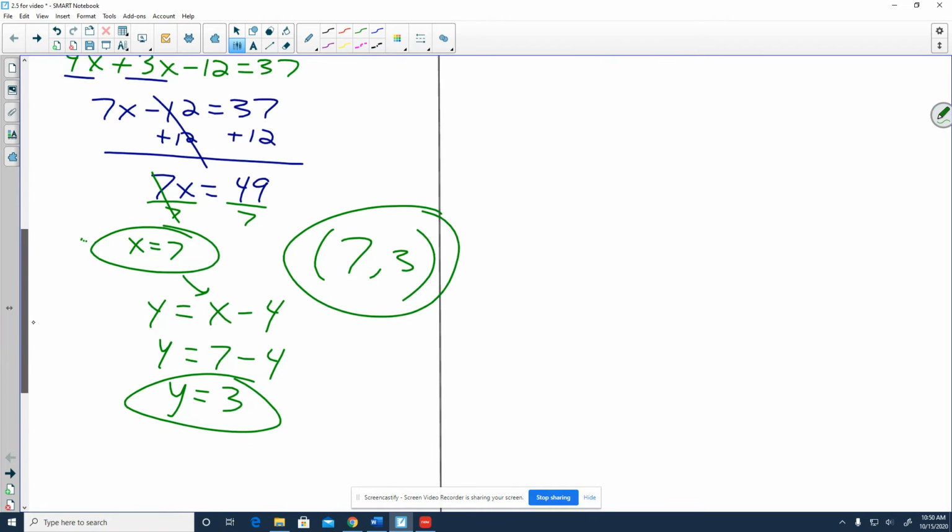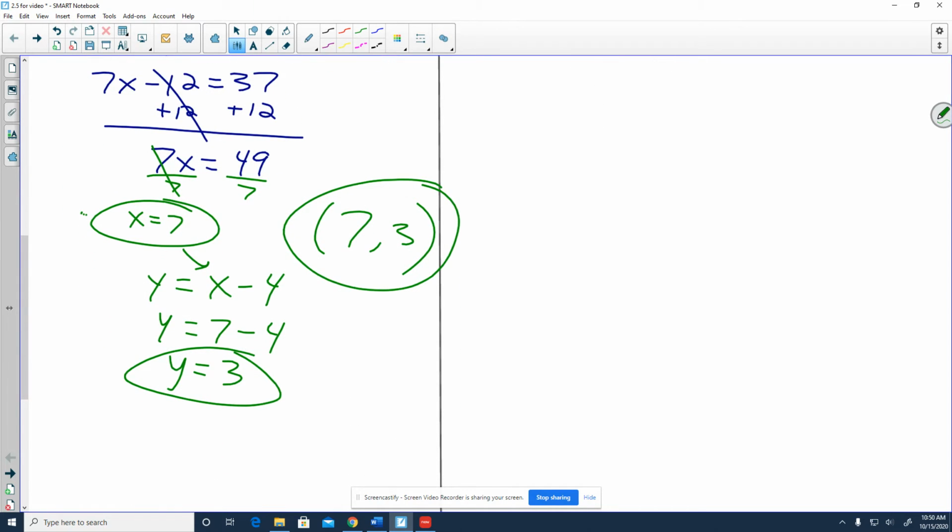Now if you plugged your 7 into this equation, you would get 3 as well. Okay, but solving for y would be a little more challenging because you would have to solve the equation for y. With this one, with y equals x minus 4, you just plug in your value of 7, you subtract 4 from it, you get your y.